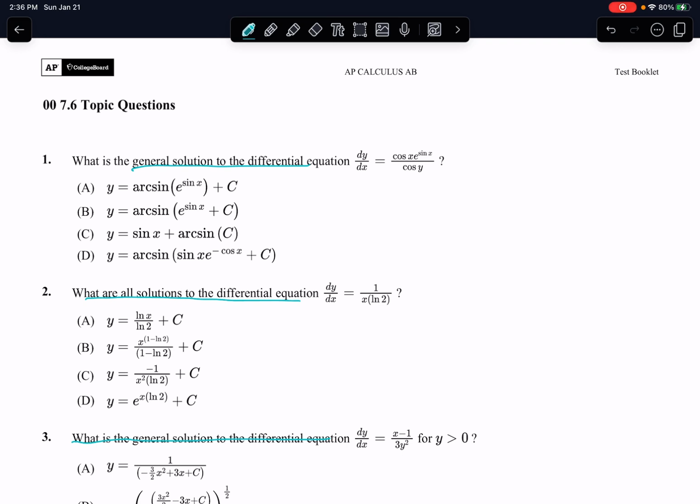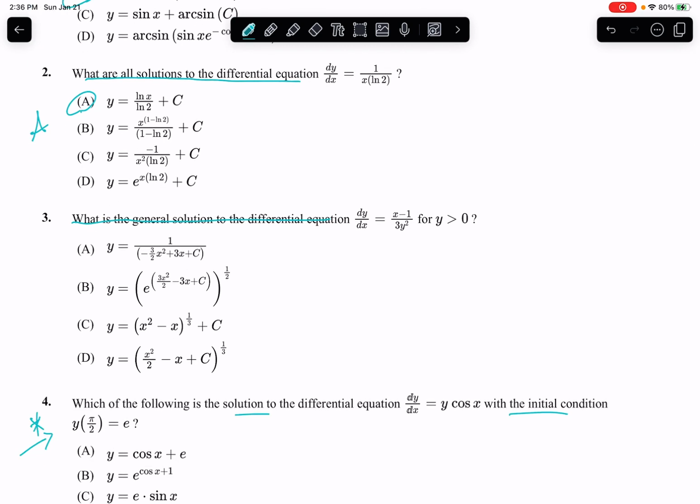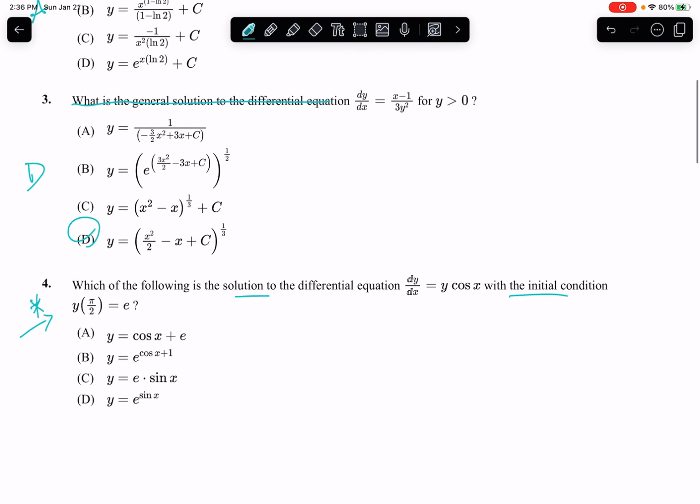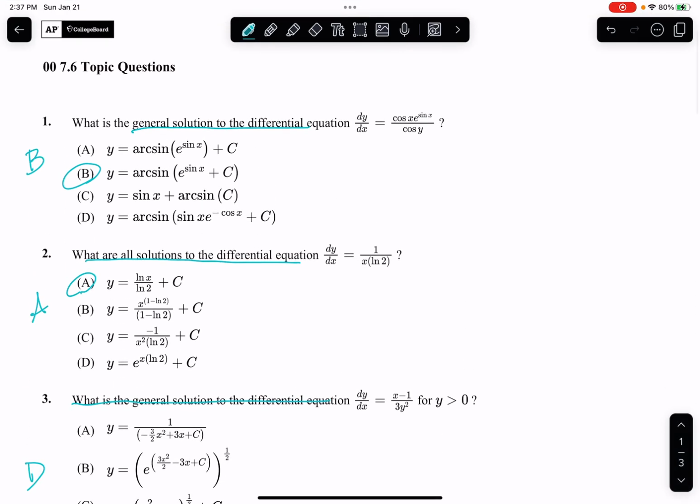Okay, now if you're back, the answer to number 1 was B. Number 2 was A. Number 3 was D. And number 4 was D. All right, so if you got one of those wrong, just listen up, and as we go through, you can see how to do them.